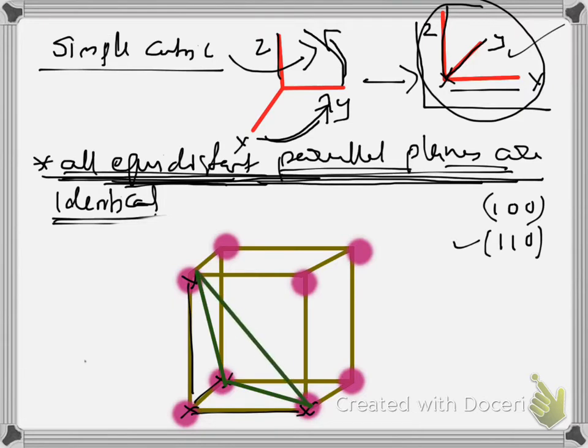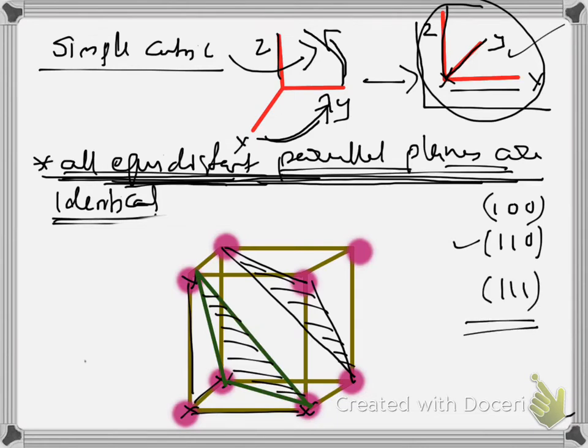This plane is the 1 1 1 plane. In the same way you can draw here also, that is the next 1 1 1 plane. So we have completed the 1 1 1 plane also. With this we come to the end of 3 lattice planes in simple cubic system.